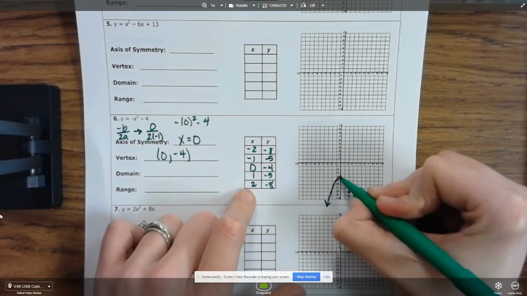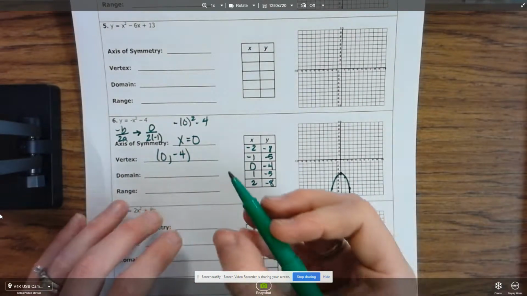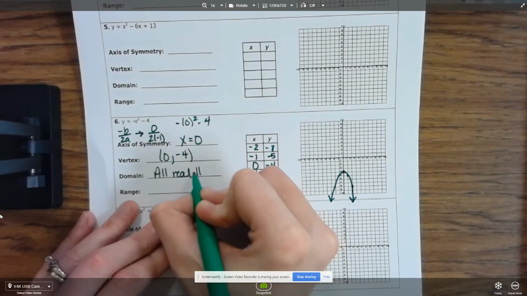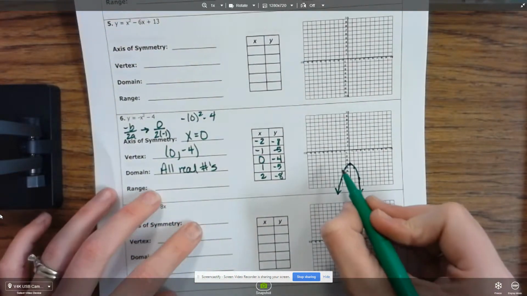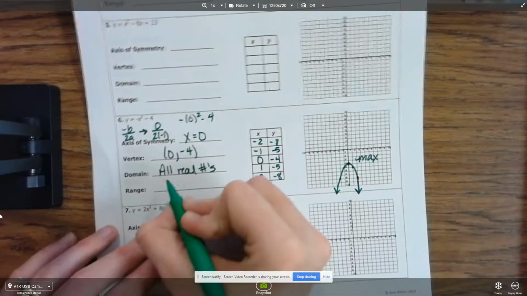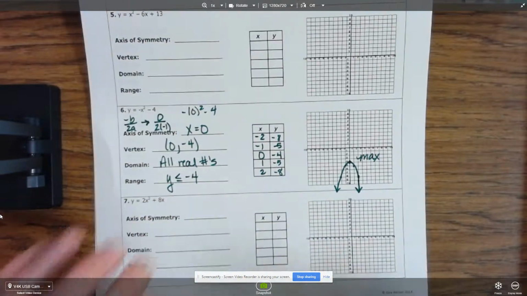Then I can draw my parabola in. The domain is going to be all real numbers, and the range is going to be from my vertex. Here my vertex is a maximum, so y has got to be less than or equal to negative 4.